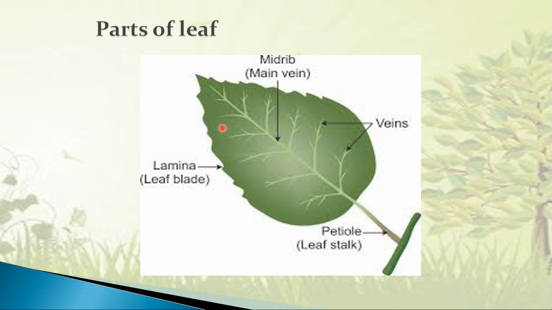Veins. Veins are the lateral branches. These lateral branches arise from the midrib and are known as veins. The main function of veins is to support the lamina and transport food prepared by the leaf. Now, veinlets. The branches of veins are called veinlets.